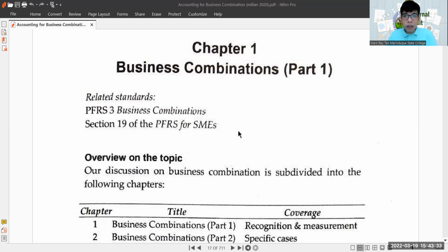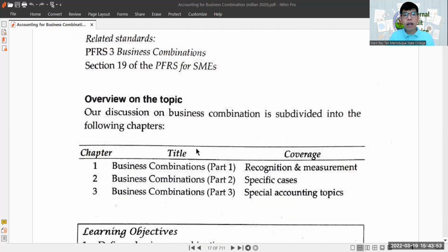Okay, well, let's proceed to the discussion. So this chapter, Business Combinations Part 1, ang mga related standards used here are from PFRS 3, Business Combinations, and Section 19 of PFRS for SMEs.